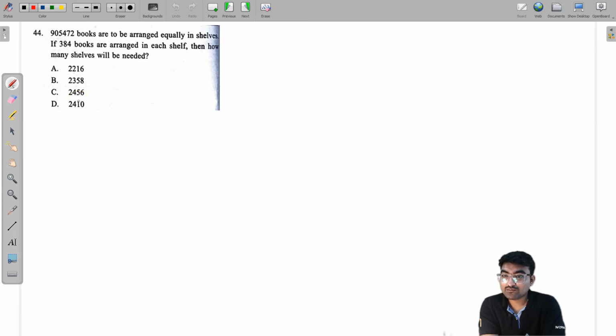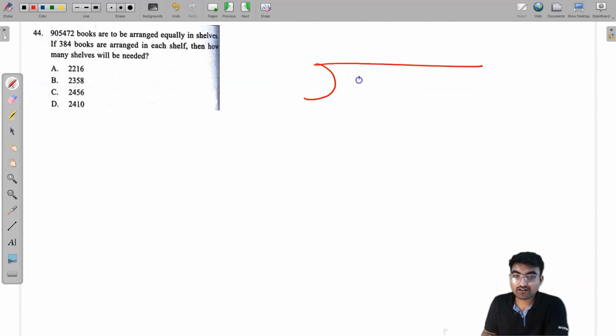9,05,472 books are to be arranged equally in shelves. If 384 books are arranged in each shelf, then how many shelves will be needed? Okay, so for this we'll need to divide this number, right? It is 905,472 divided by 384.